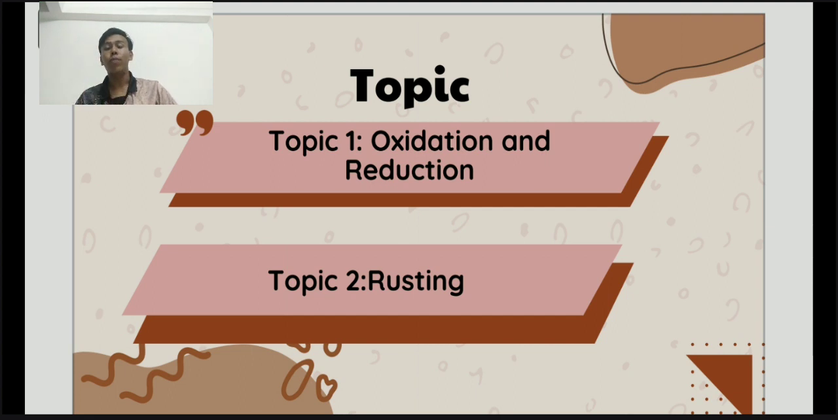Today I'm going to talk about redox equilibrium. In this topic, I will be covering two subtopics, which are oxidation and reduction and also rusting.